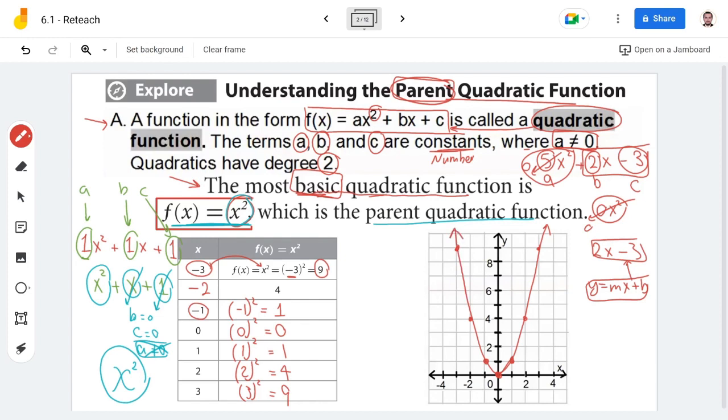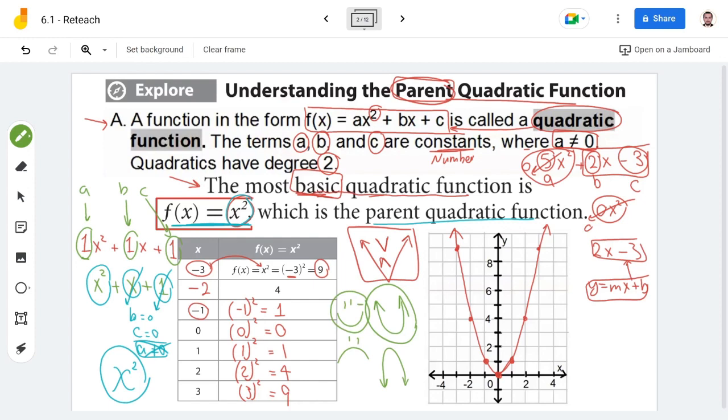Maybe some of you will ask me, teacher, it looks like an absolute value function, which is the letter V. I would say it looks similar, but that one looks like a V, always a V, maybe like this or a flipped V. But the quadratic function, which is x to the power of 2, is always a U. Maybe a U like this, which looks like a smiley face, or a sad face. It depends.